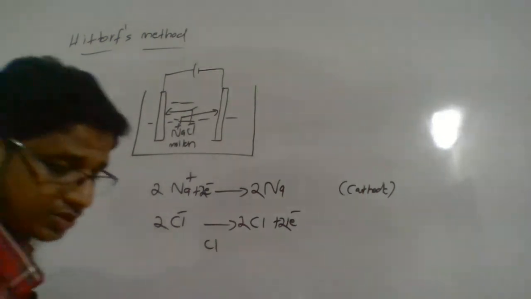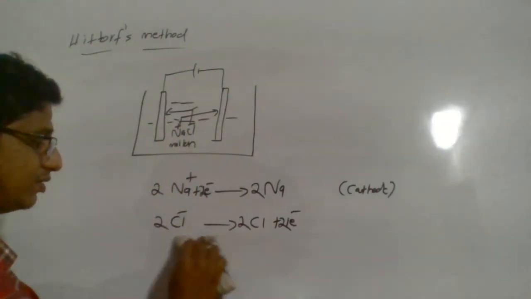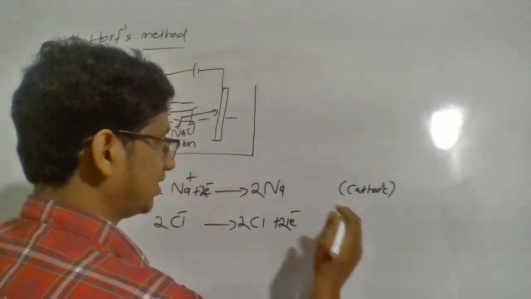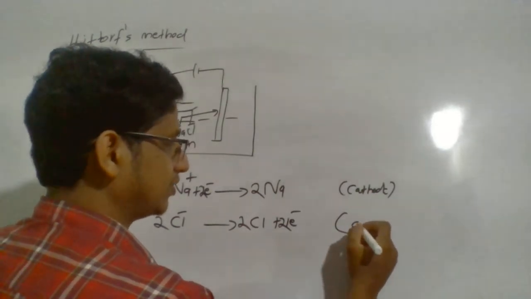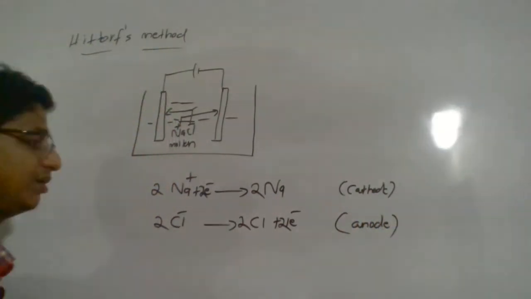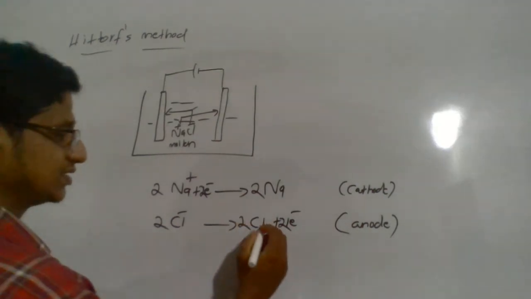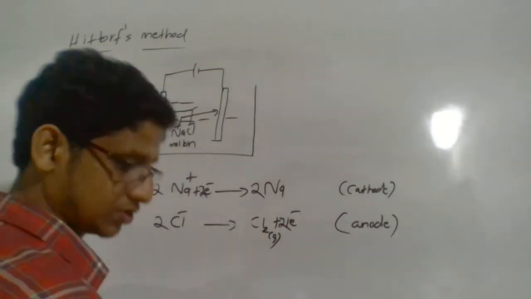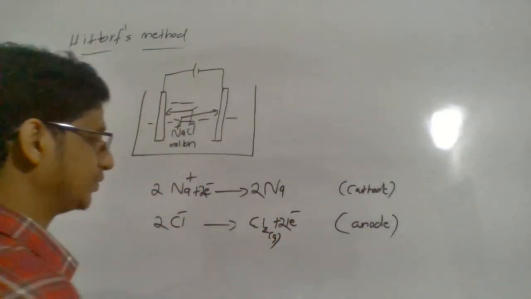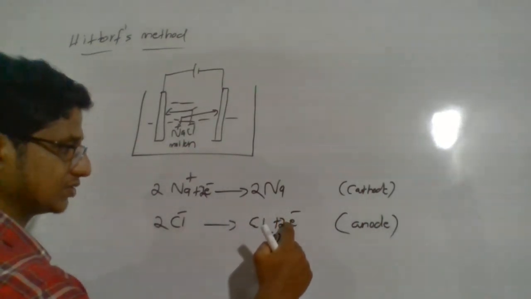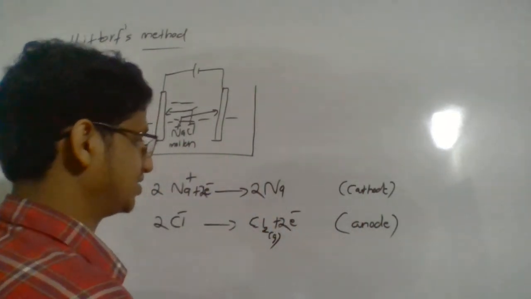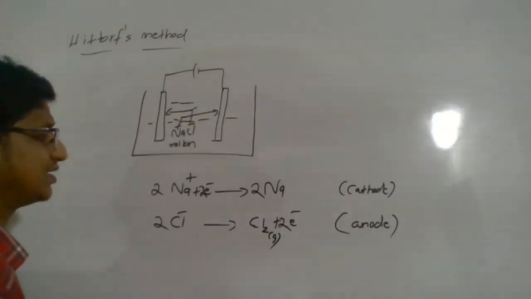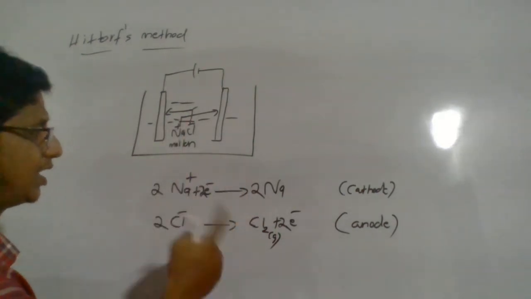This is something we observe in electrolysis. The number of electrons released at the anode will always be proportional to the number of electrons gained at the cathode. So at the anode you can see the Cl- is converted into chlorine gas, Cl2 gas, and 2 electrons are also released. Release of electron is oxidation; addition of electron is reduction. So what's happening here? Na+ ion, the cation, moves to the cathode, and the anion moves to the anode.